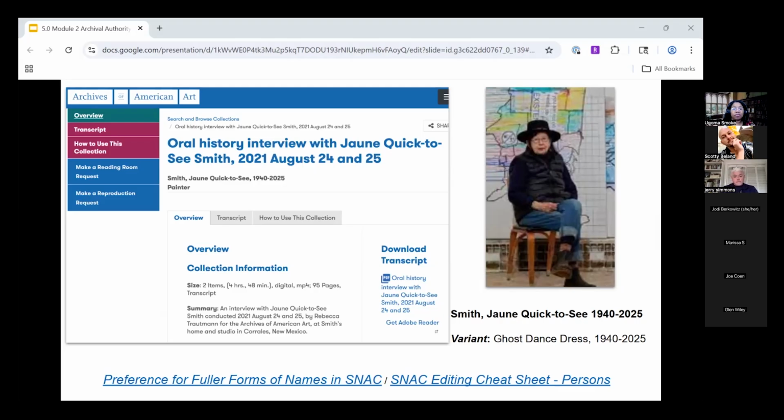SNAC documents its preference for the fullest form of a name when available. In this example, we base our choice of preferred name on the finding aid for Smith's oral history interview in the Archives of American Art. When establishing a complex name, consult the preference for fuller names in SNAC policy and the SNAC editing cheat sheet for person names.